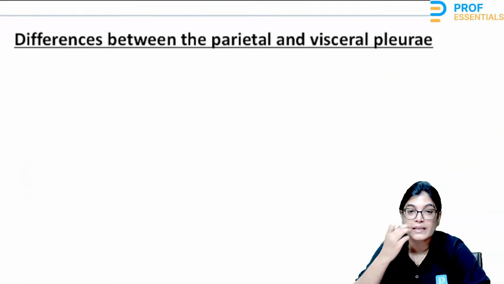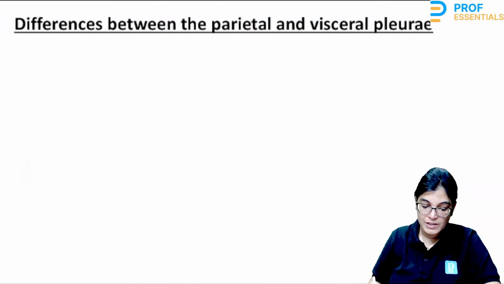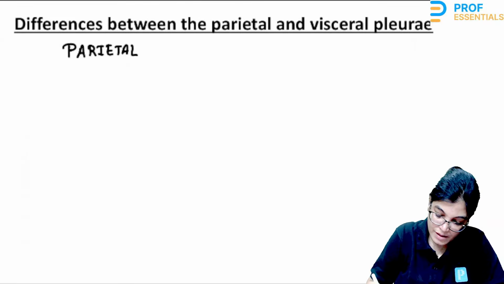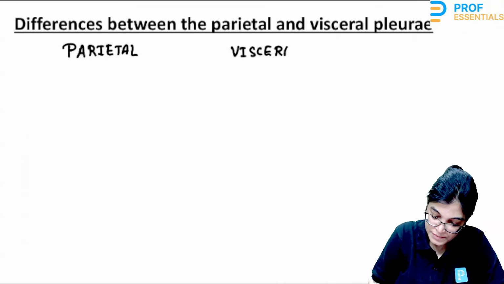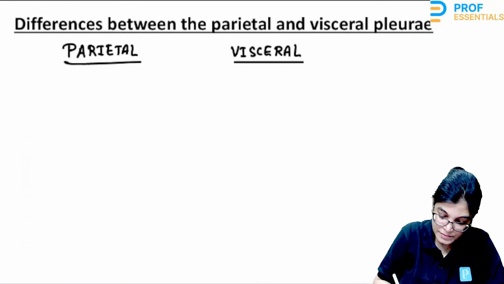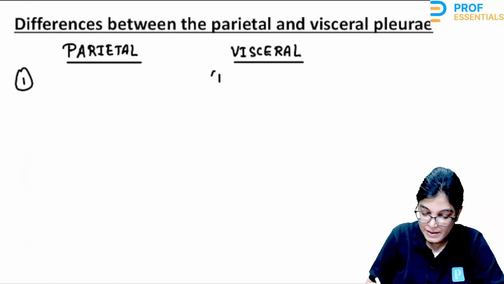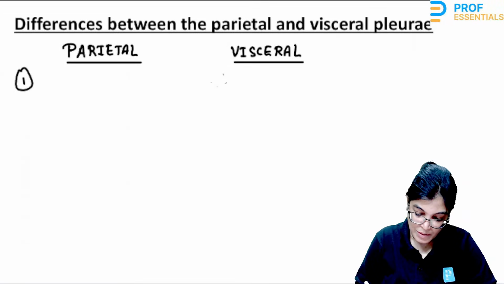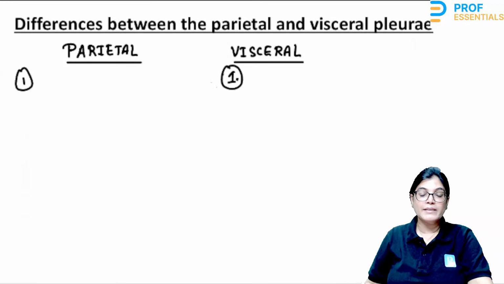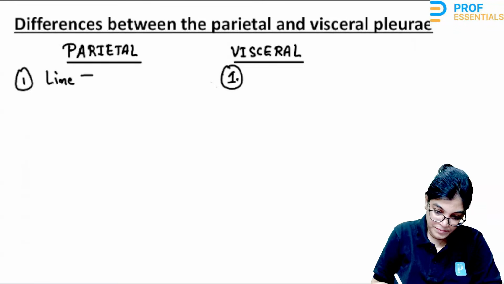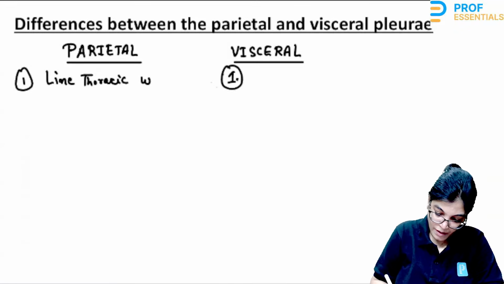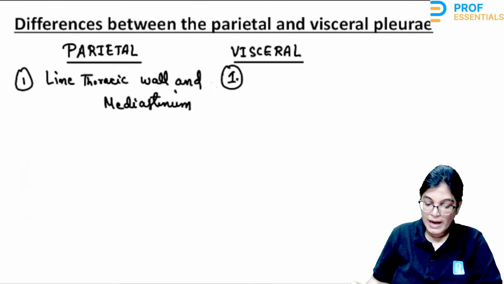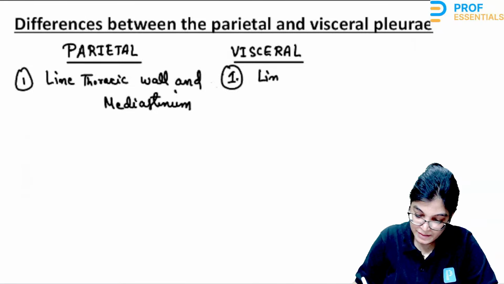Now, the difference between the parietal and the visceral pleura is very easy to know. On one side you can write parietal pleura and on the other side the visceral pleura. Obviously this is pleura, and we know where the parietal pleura and the visceral pleura lie. The parietal pleura lines the thoracic wall and mediastinum. And what about the visceral pleura? It lines the lung.